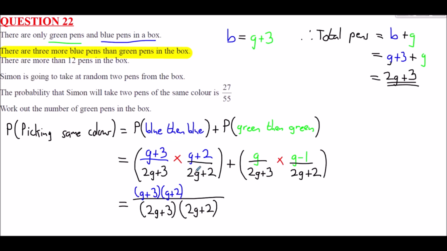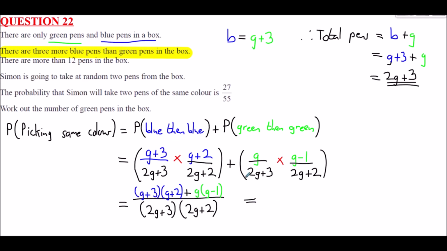Like I say, because these denominators are the same each time, we can put them all under this common denominator of 2G plus 3 times 2G plus 2. And for the green, G times G minus 1 is just G times G minus 1. Now, what I'm going to do here is I'm going to expand out these brackets.